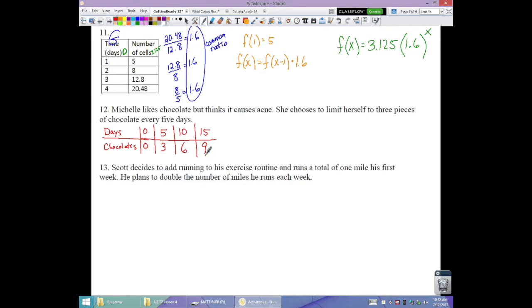Now, the rate of change is not 3. It's 3 every 5 days. So if we think back to our delta y over delta x, every time the chocolates go up 3, the days go up 5. So our constant difference, or common difference, is actually 3/5. So that makes this one an arithmetic sequence. We can start our recursive with f(0) = 0, and f(x) = f(x-1) + 3/5.